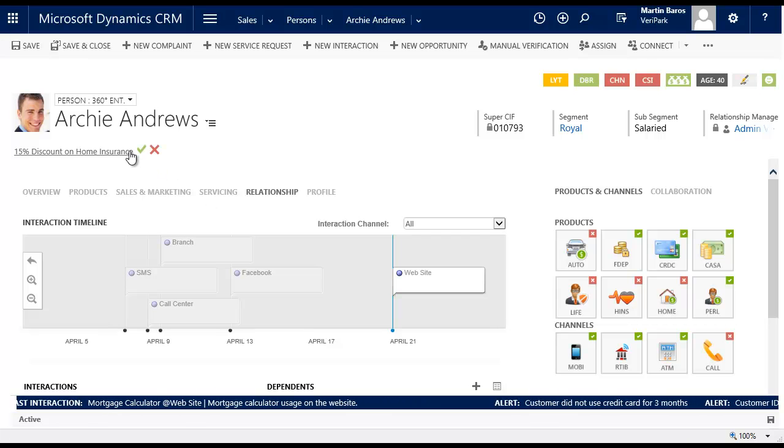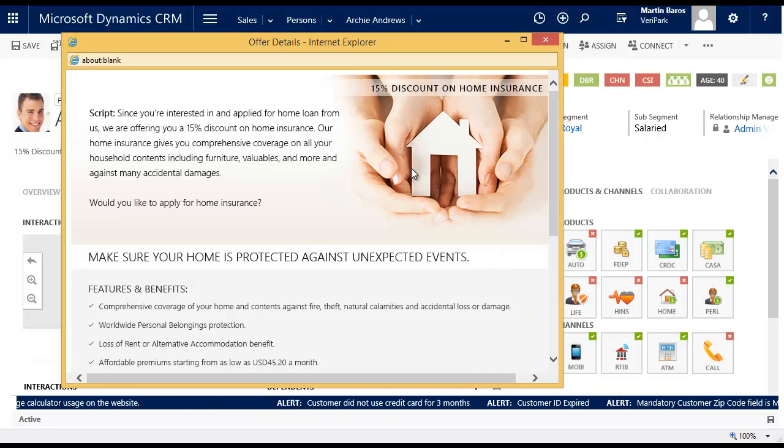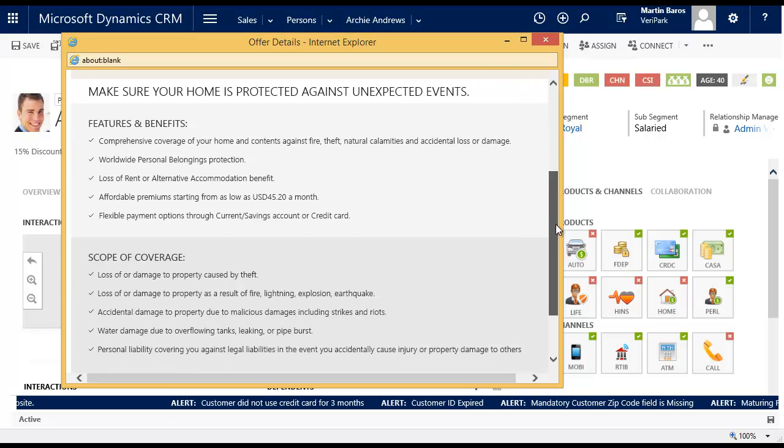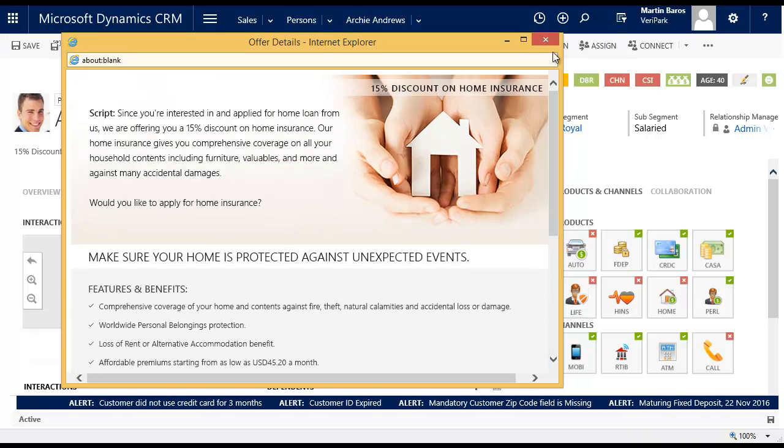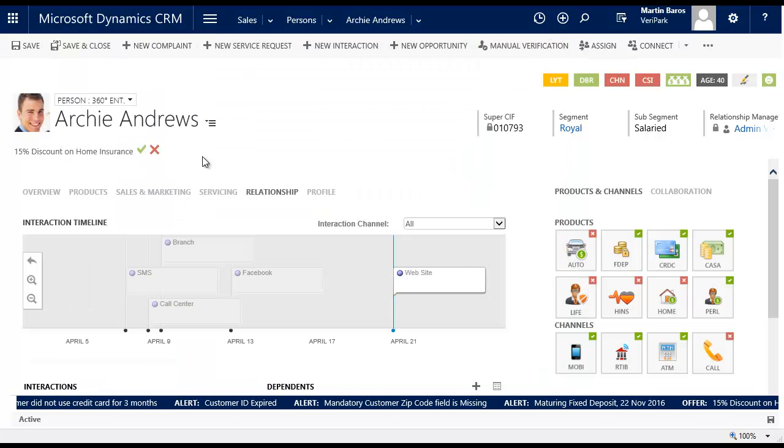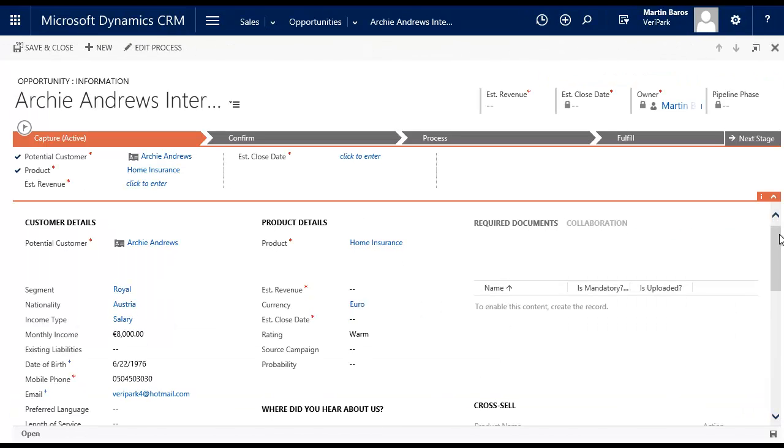The advisor will notice that the next best action is recommending a home insurance offer since the customer is interested in home loan. The advisor informs the customer of the offer, its benefits, terms and conditions, and customer accepts the offer. So the advisor goes ahead and captures an opportunity and its details for home insurance as well.